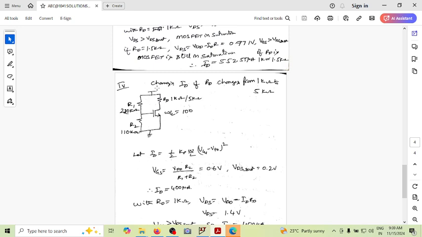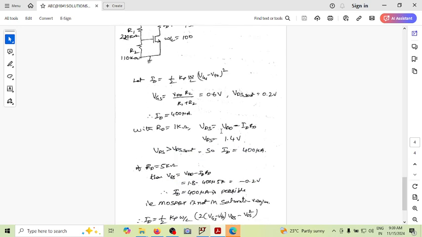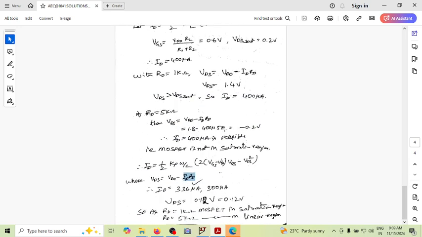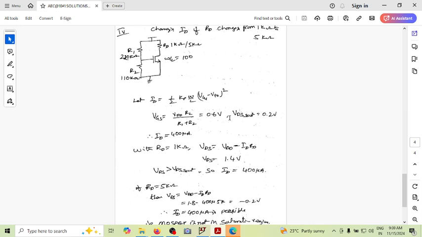In the last problem, we saw the drain current of this MOSFET is controlled by RD, because the MOSFET is moving from saturation region to linear region because of this increased RD. It goes to linear region because the voltage across the drain and source reduces to less than VDS sat. That is conceptually the MOSFET and its biasing. Hope you will get these concepts.